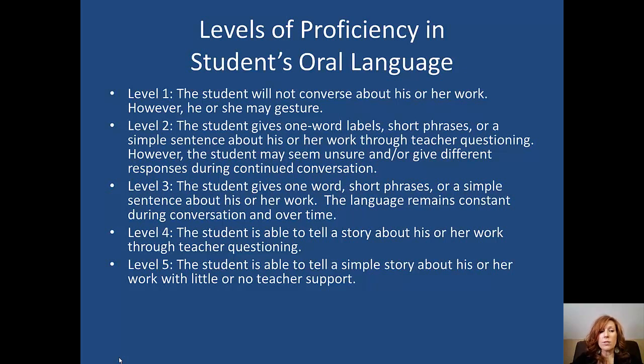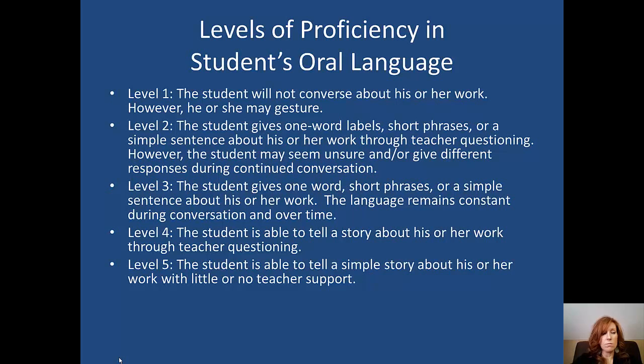A level 2 student may just give one-word labels or short phrases, maybe a simple sentence about what they've done. But often this is with some teacher questioning. The child may seem unsure and even give different responses to the teacher during continued conversation.